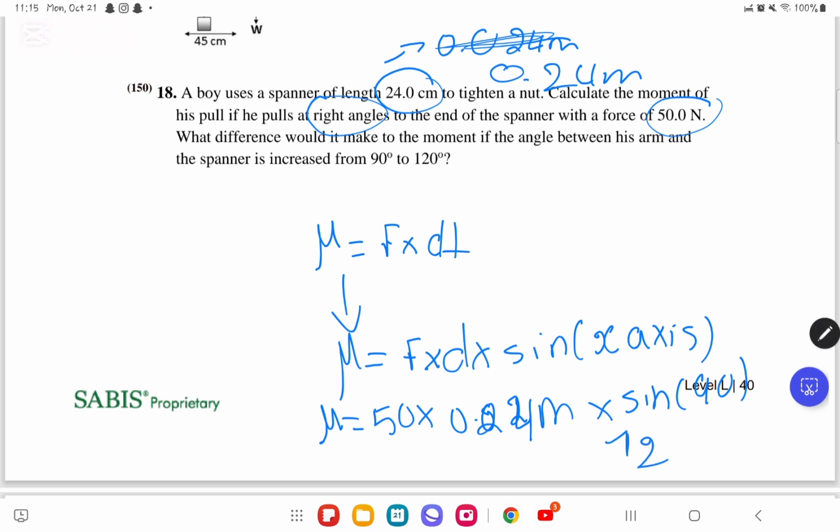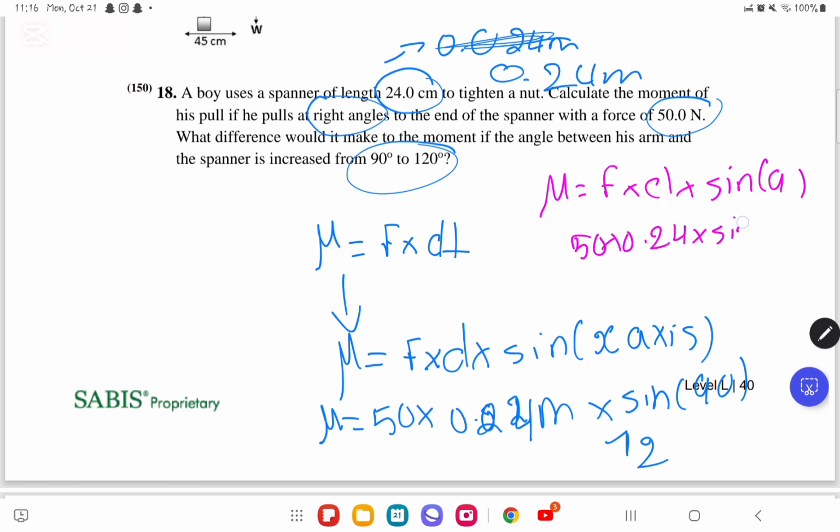Okay? What happens if we increase it from 90 degrees to 120 degrees? It becomes moment is equal to force times distance times sine angle. 50 times 0.24 times sine 120. If we do it on our calculator, we are gonna get 10.4. So it decreases. So basically 90 is the maximum. After 90, if you increase, then the moment will decrease.